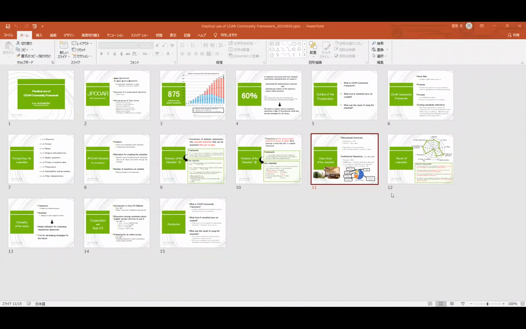Thanks again, Gultekin. So let's move to our fourth speaker, Ko Sugawara. My apologies for the wrong pronunciation. Ko is from Hitotsubashi University, and our Asia OA colleagues have been developing a checklist at JPCOAR based on the COAR community framework, and we can't wait to hear the latest on that work. So it's over to you, Ko.